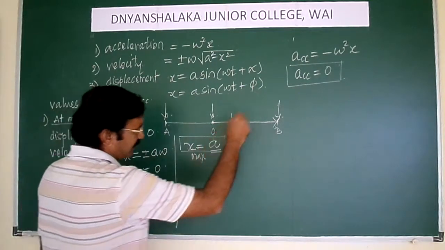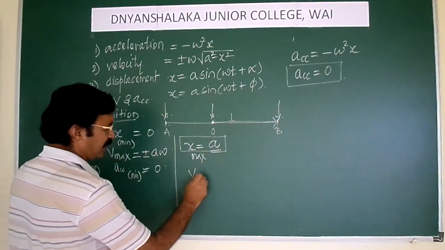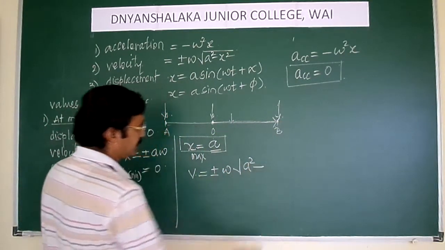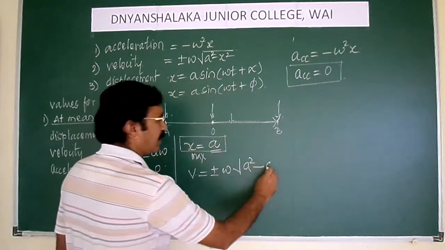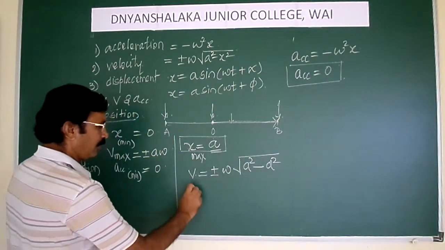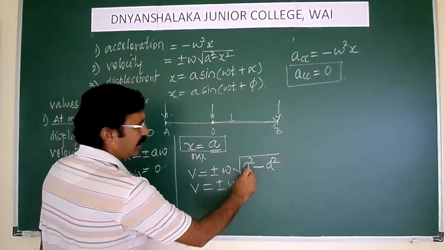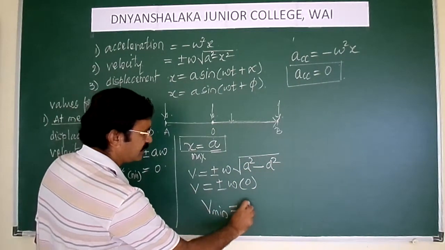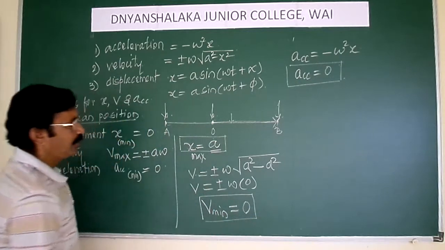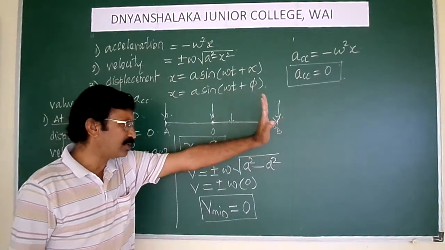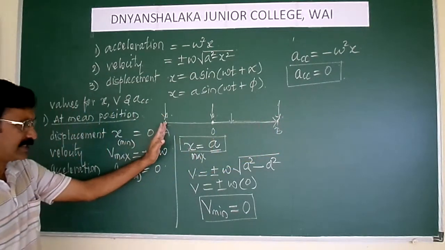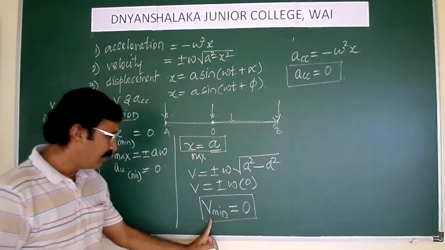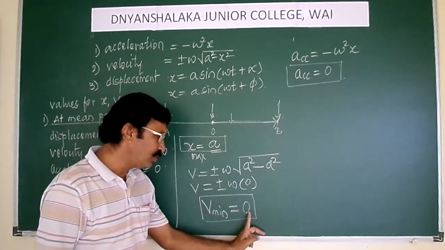Now if the particle reaches the extreme position, then the v value will become v is equal to plus or minus omega under root a square minus, now the value of x is a, so this will become a square. So v will be equal to plus or minus omega, a square minus a square will be 0, and so v minimum will be 0. So when the particle reaches the extreme position, either towards the right extremity or the left extremity, or if it is moving vertically and reaches the top position or the bottom position, velocity becomes equal to 0.